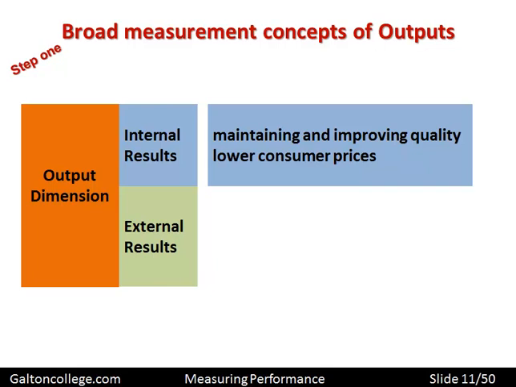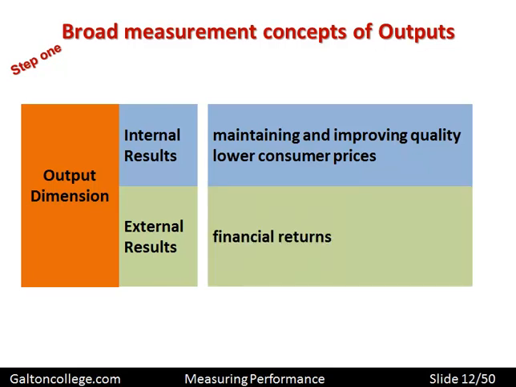But lowering consumer prices and the capacity to lower consumer prices may be a reflection of improving efficiency within the organization. And we can see that as an internal result. It's an output dimension, but it's related to the internal workings of the business, as is maintaining, improving quality, lowering consumer prices.